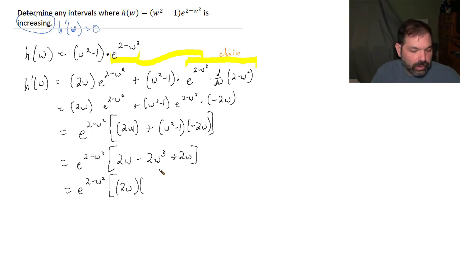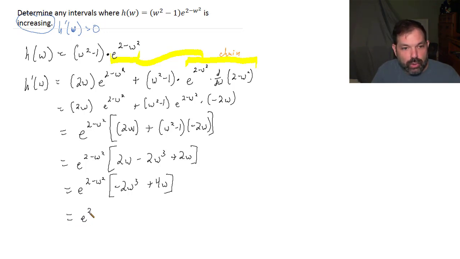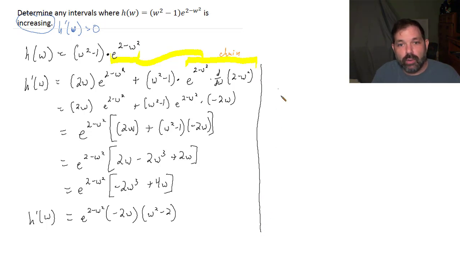and then well, actually, you know what? I'm going to take this back a step. Let's simplify first. That's negative 2w cubed plus 4w. Now let's factor out the 2w. Or actually, I could factor out a negative 2w. All right, so I have an e to the 2 minus w squared. I have a negative 2w, and then I have a w squared minus 2. So here's a way that I can write h prime of w. So there's the derivative.